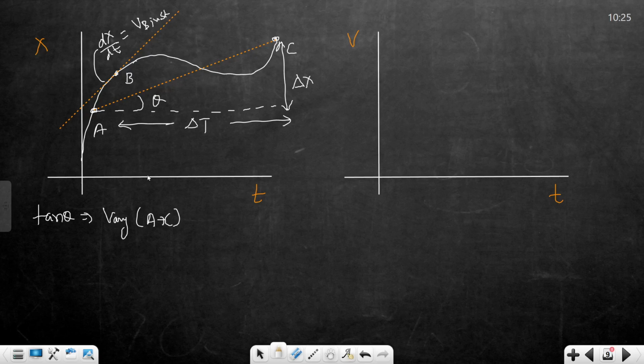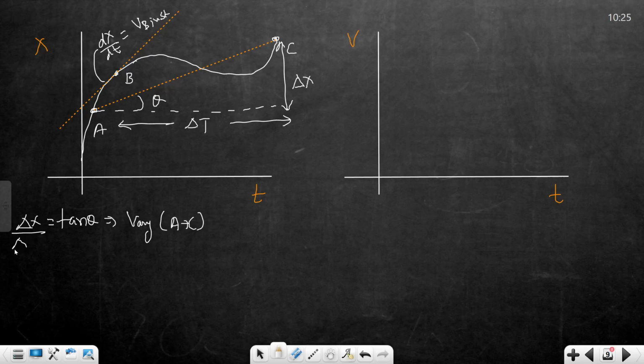So the xt graph slope will give you velocity. Whenever you calculate the slope in the xt graph, it will give you velocity. In the same way, when you calculate the slope in the vt graph, that will give you which term? Acceleration. Simple. Whenever you take any slope, that will give you the next term. In the xt graph, the slope gives v. In the vt graph, the slope gives acceleration. In the at graph, the slope gives jerk. The simple application is there.